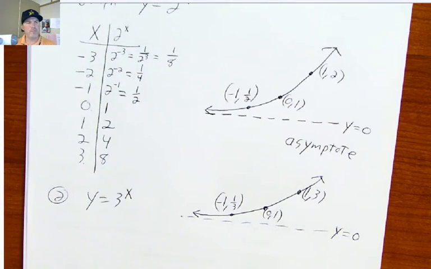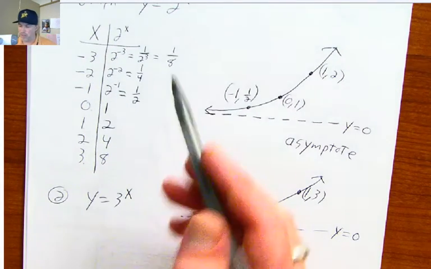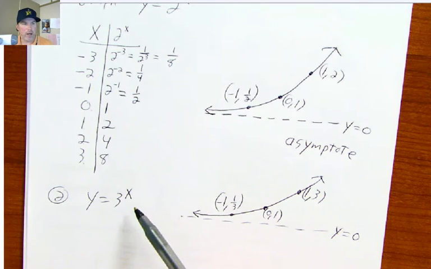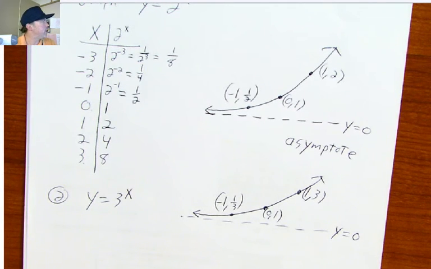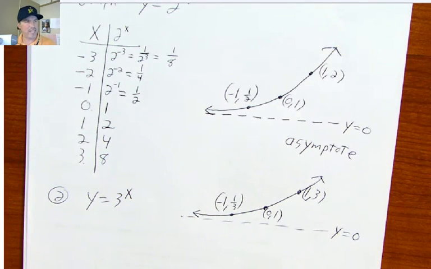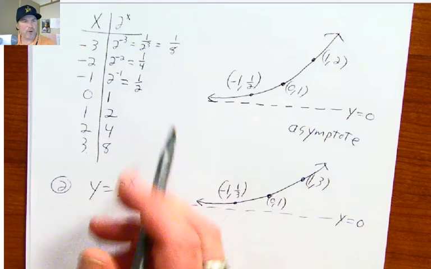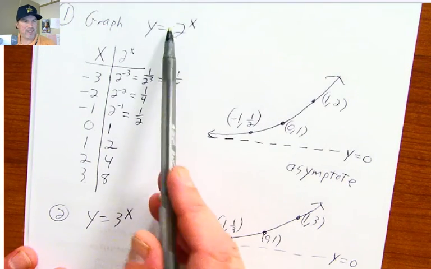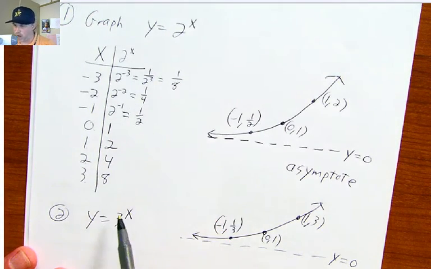So your key points are going to change depending on what your base number is, what your constant multiplier, not constant multiplier, what your, use the right word, Elliot. The common ratio. They have the same common ratio. Okay, so these are for growths: 2 to the x, 3 to the x. Our common ratio is bigger than 1, so we have a growth.